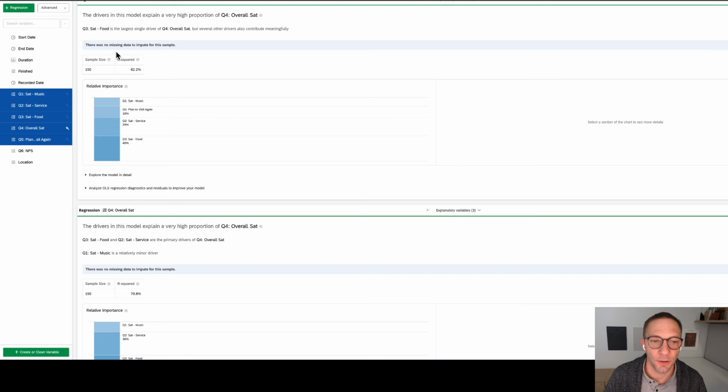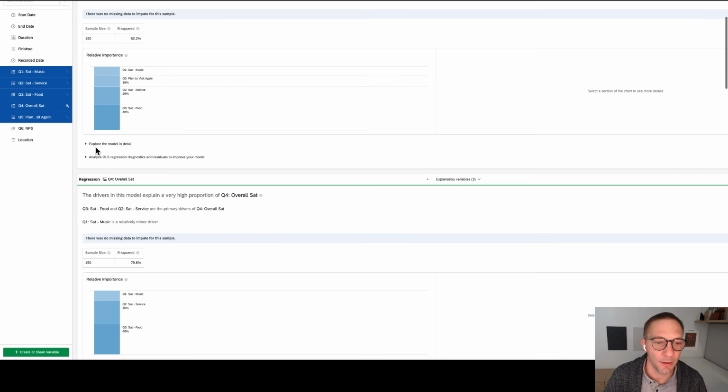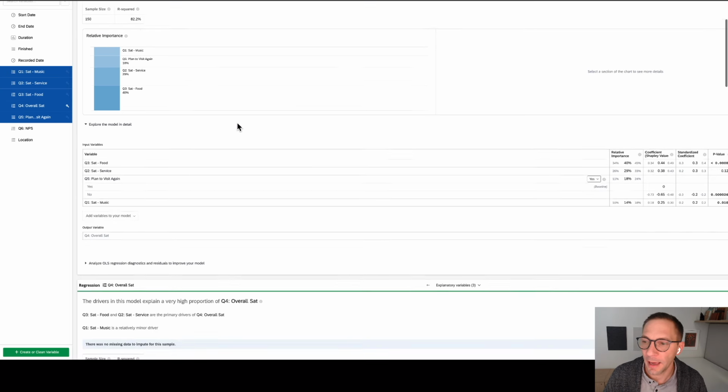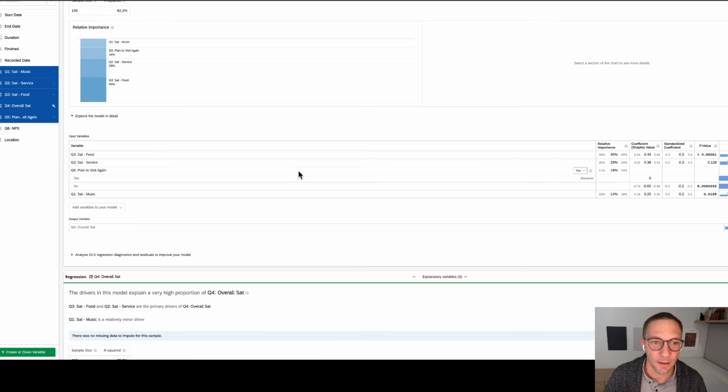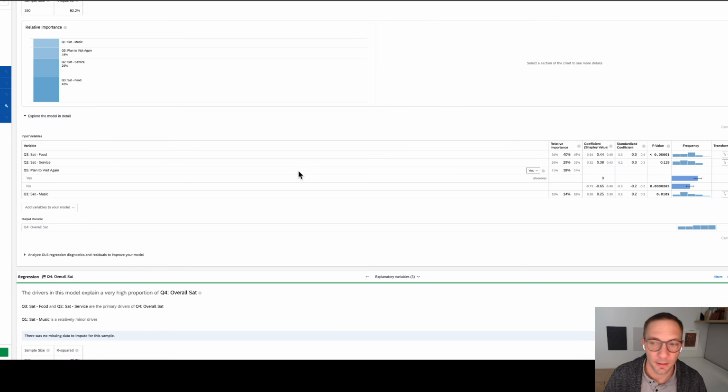And here you see our R squared popped up more. That's nice. And I pop down here, this will kind of correlate with what we see here. Food is the most important predictor again. Satisfaction with service, then plan to visit again, and then sat music. Now let's look here at plan to visit again.